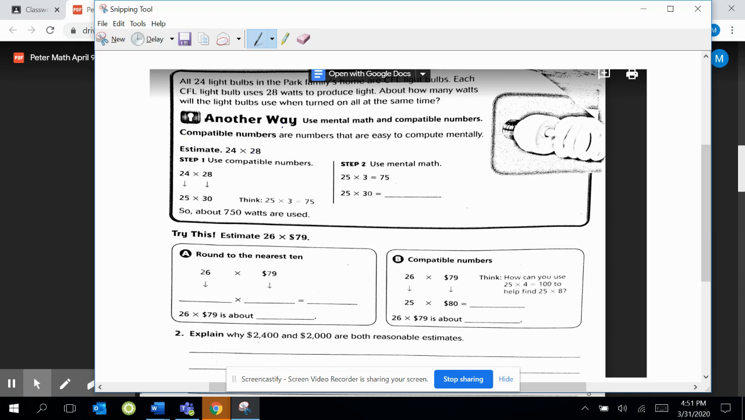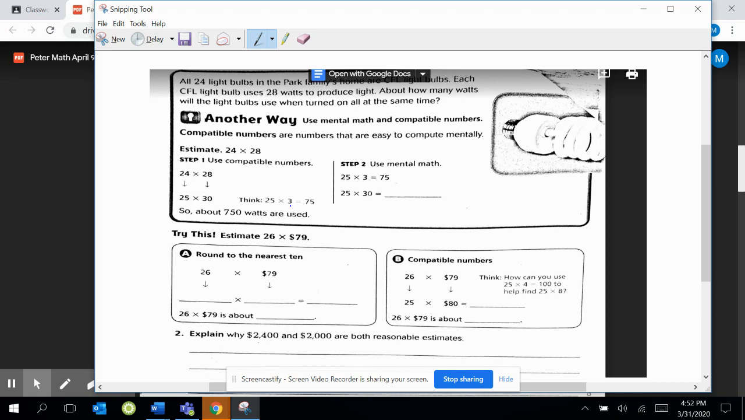And compatible numbers are numbers that are easy to compute mentally. So 24 isn't as easy to compute as fives are. So we could have 25, and that's pretty easy. And then, of course, 28, we could just change to 30 because that would be easier. And we can think of this as like 25 times 3.